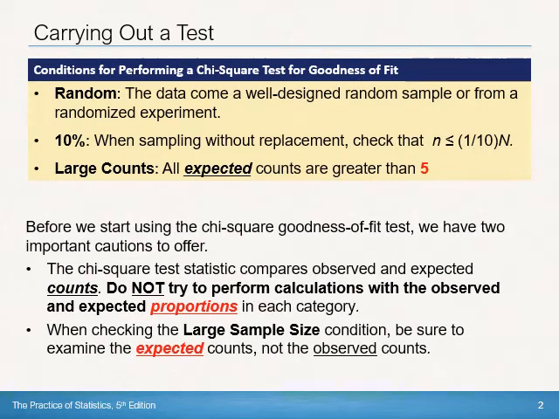Remember, too, that we are using counts and not proportions. So we don't look at the individual p-hat values, we look at the individual count values, observed and expected. Also, remember that when we are checking the large count condition, a common mistake is people look at whether the observed counts are all bigger than 5. It's not the observed, it's the expected counts.